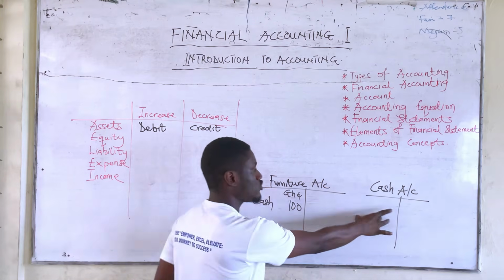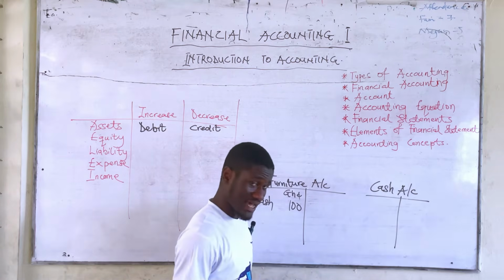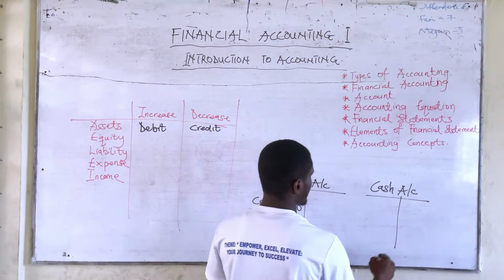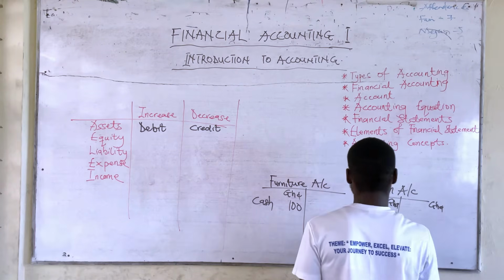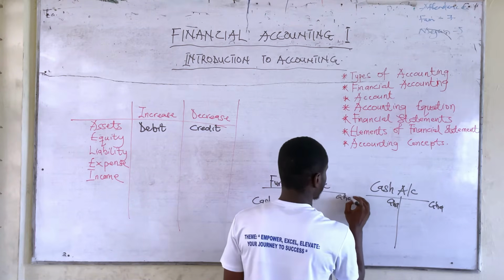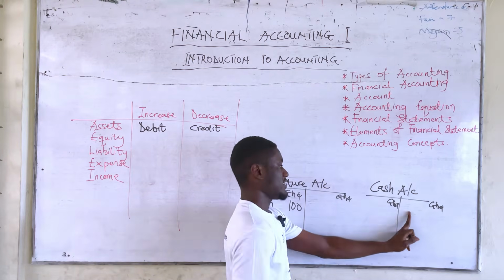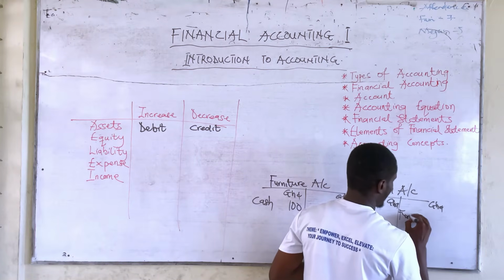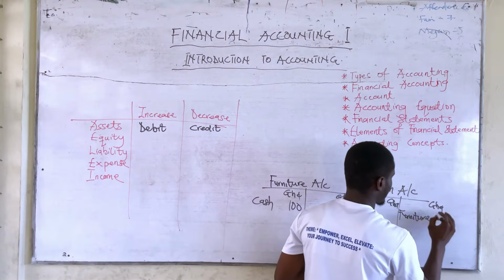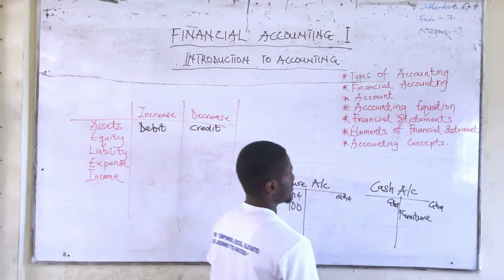Then when you come here, you know that cash has decreased. Therefore, I'm going to credit because it's an asset. So when I come here, my Ghana cedis is here. It depends on the currency sign they will give you. When I come here, I'm going to record in the name of furniture, the furniture account, with that same amount, 100 cedis.